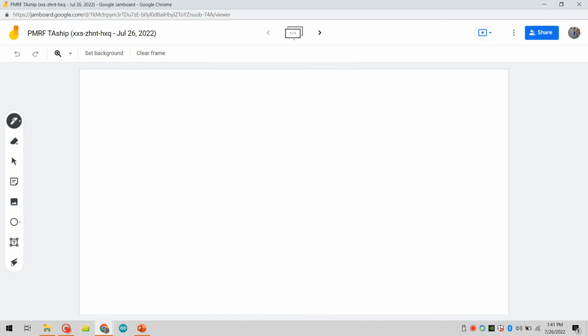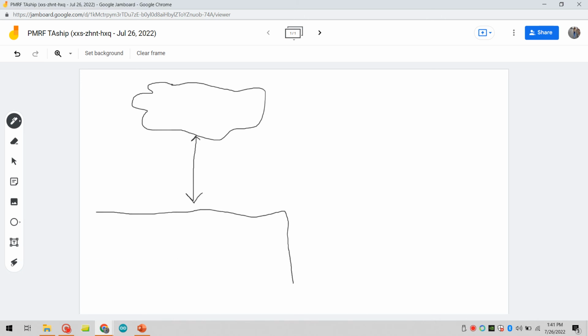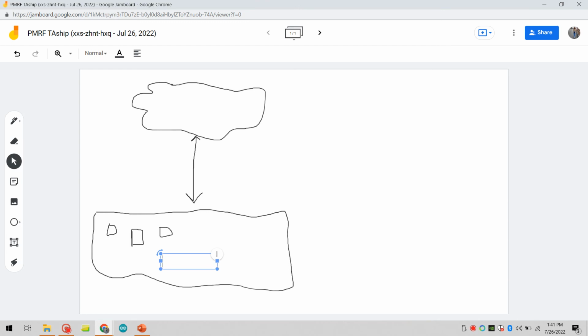First of all, I'll show you what exactly cloud computing is, the basic architecture. So this is your cloud. Here are your end devices, various end devices. It can be your mobile phone, it can be your laptop, anything. The cloud will provide you various services, and these are interconnected with each other with the help of internet.